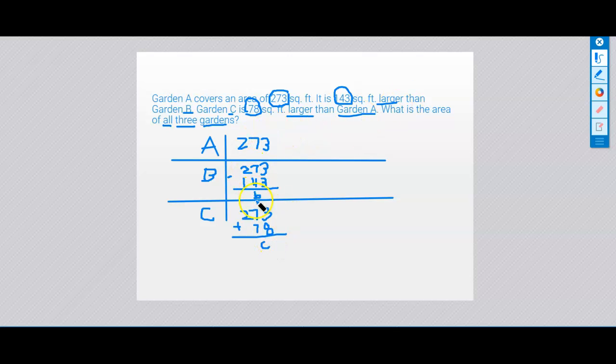When you're done figuring out the values for garden B and garden C, it then asks us what is the area of all 3 gardens. So once you're done, add the 3 numbers up to find the area of all of those. Be super careful with your addition and your subtraction.